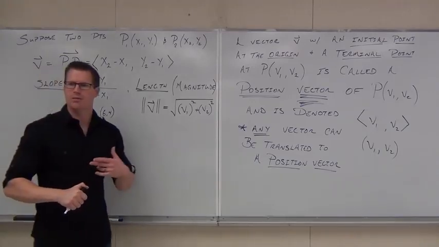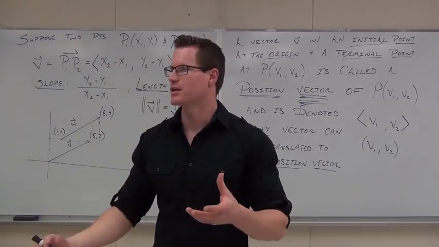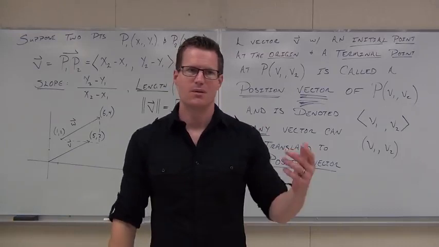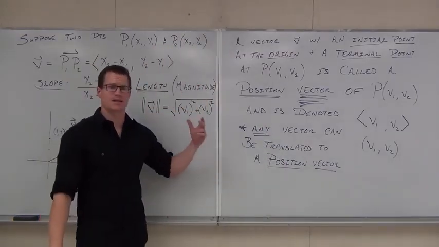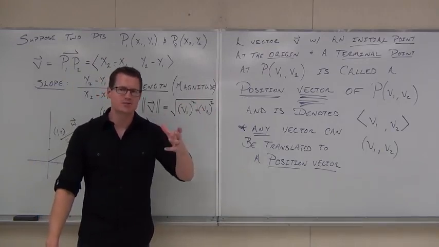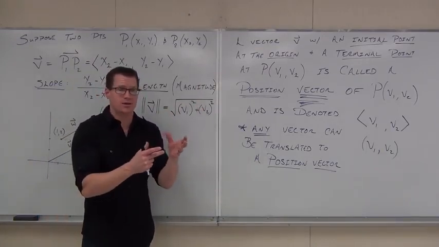So when we're talking about magnitude, we love talking about position vectors, because if one of those points is 0, it makes our lives easier. This is how we find magnitude. It's really easy. Take the numbers, square them, add them, take the square root. It's the distance formula, but you always get 0, 0 for that initial point. It's really nice.